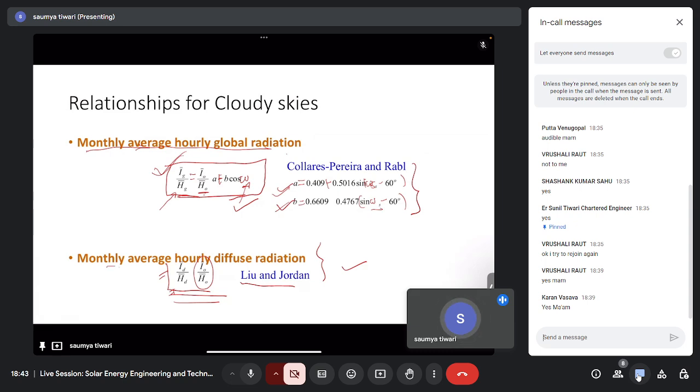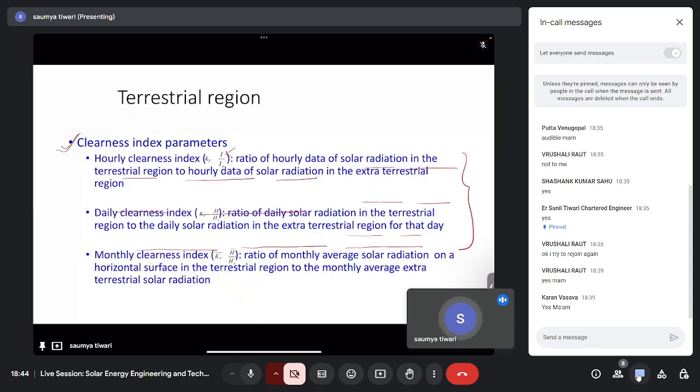If you talk about monthly average hourly diffuse radiation, then this is a very simple formula given by Liu and Jordan, where the monthly average hourly diffuse radiation upon the monthly average daily diffuse radiation equals I naught bar upon H naught bar. Basically, you have to practice this formula again and again. How to use this formula and how to remember it will be easy for you.